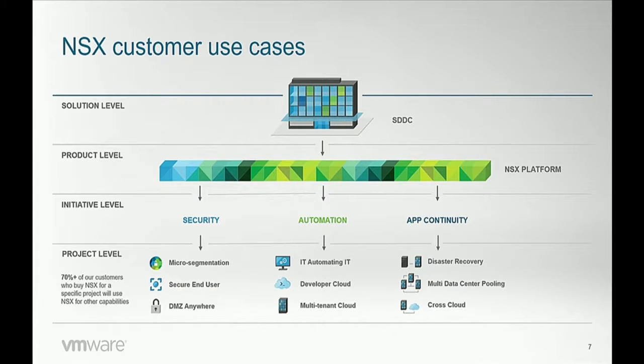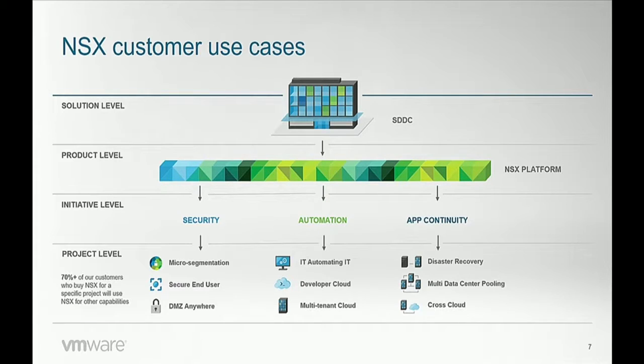You can have a situation where you have multiple teams or multiple businesses, and you need them to be hosted on your infrastructure in a multi-tenant way, and every business has access to its own resources or its own application, while consuming some shared services. By the way, app continuity is about to address disaster recovery, multi-data center pooling.